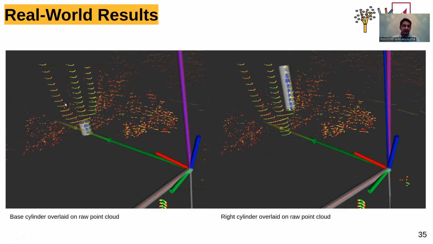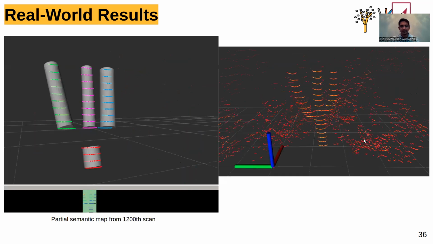Looking at real world results, here are two scans of cylinders that were fit for the cactus. And the cylinders shown here are for the base and the right branch of the cactus. And when taken together, this is the kind of map that was generated.